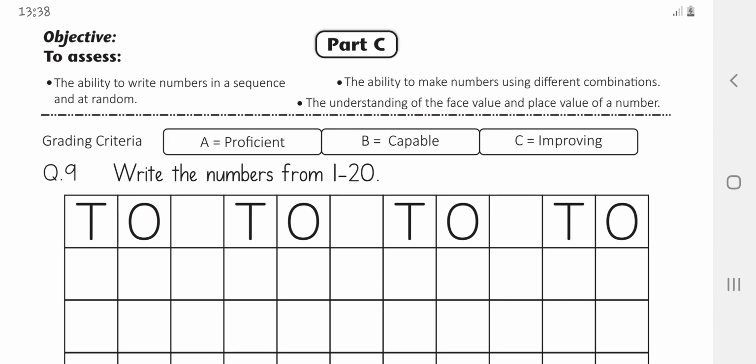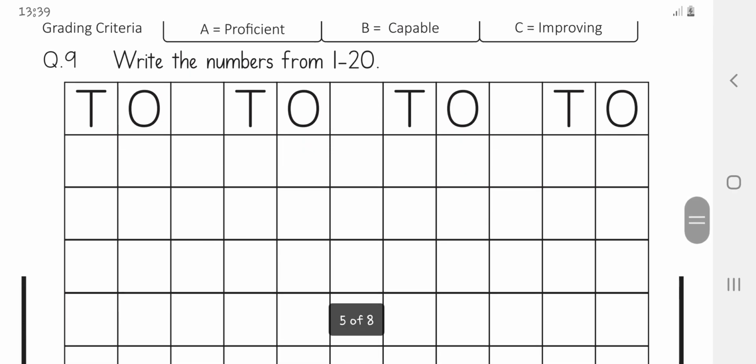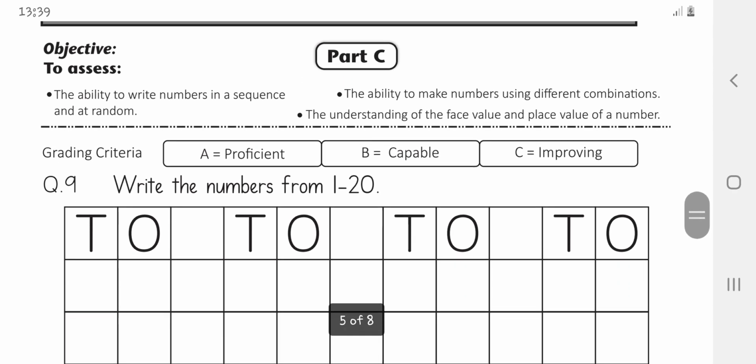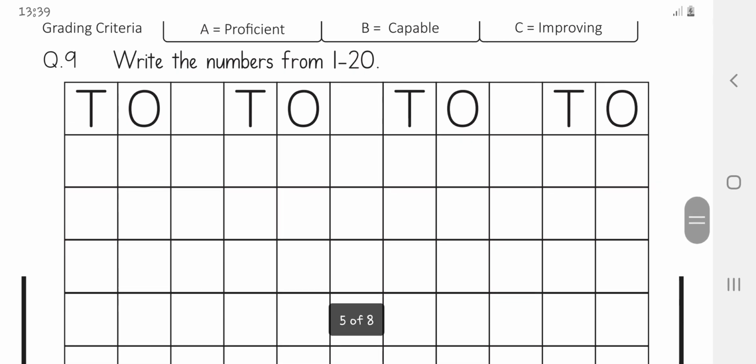Face value of the number is the way the number looks, the way you write it, the picture of the number. And place value is whether it is a unit, whether it is 10, whether it is 20s, what is the place value of the number. So the first question of part C, which is question number 9 overall, is write numbers from 1 to 20. Simply they have to write, but you have to check them or tell them in the beginning that the units or the ones should come in the ones column and the tens should come in the tens column.